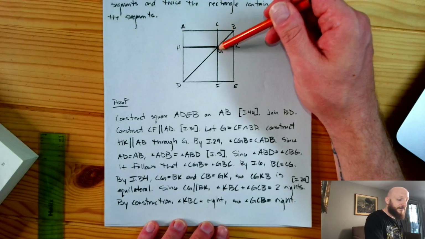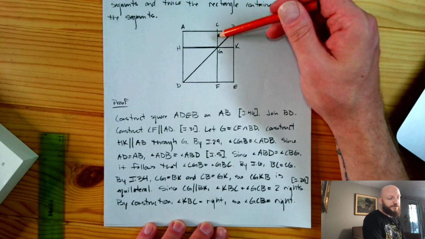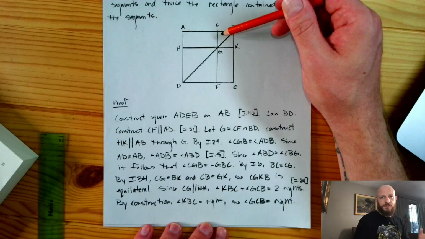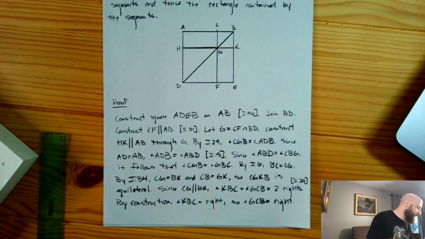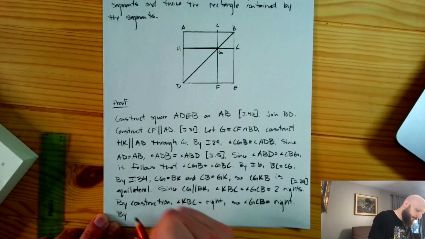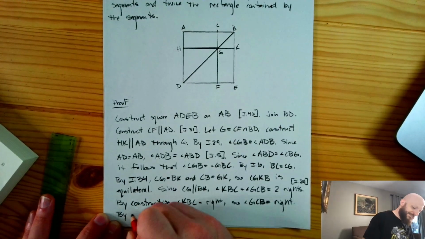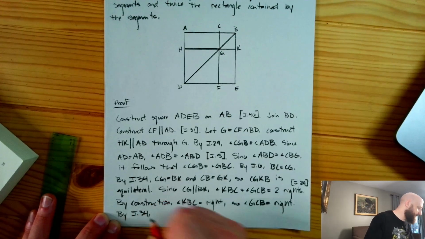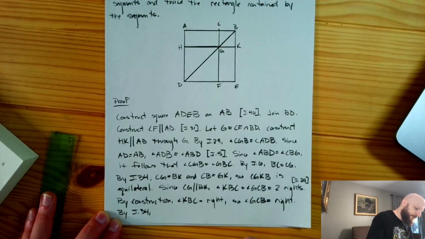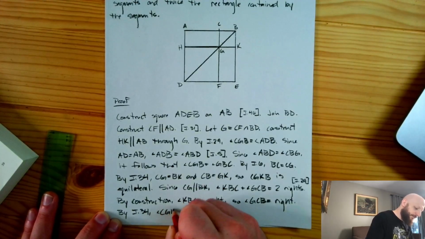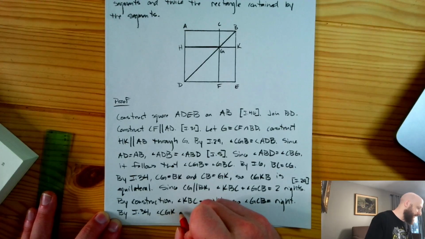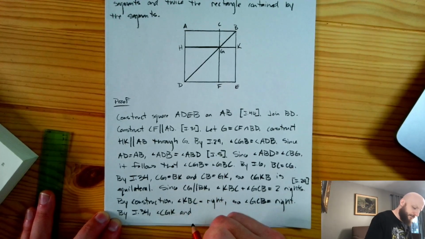And then again, because this is a parallelogram, we have a proposition that says that opposite angles within a parallelogram are equal to each other. I believe that was Prop 34 again. We get that the opposite angles, CGK and GKB, are also right angles.